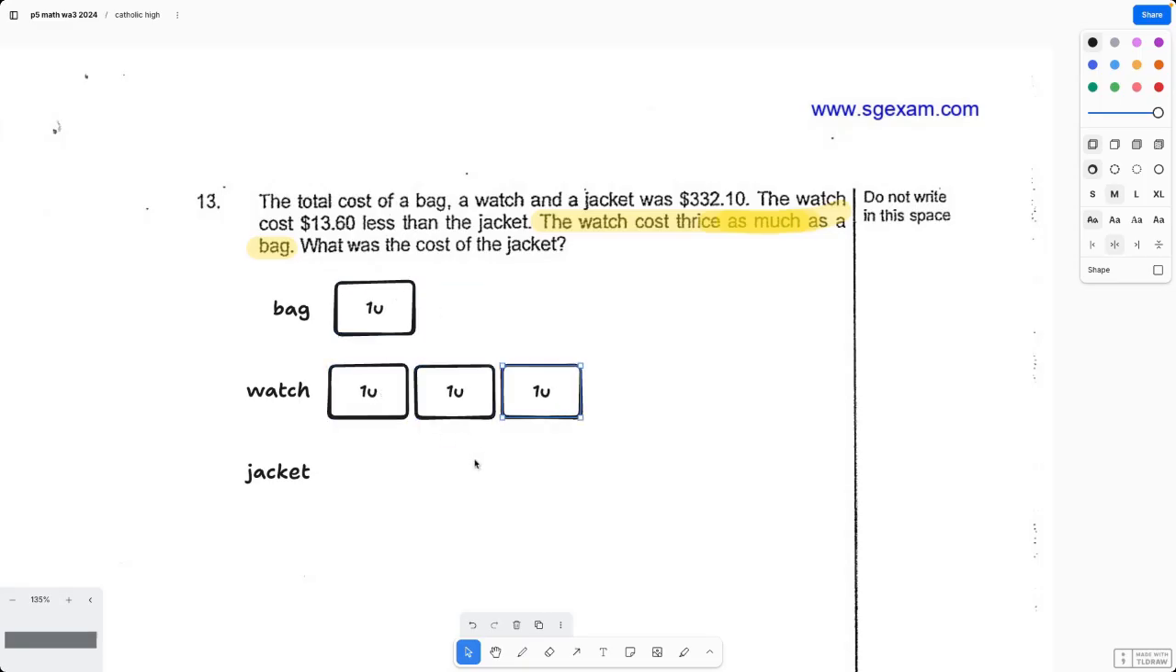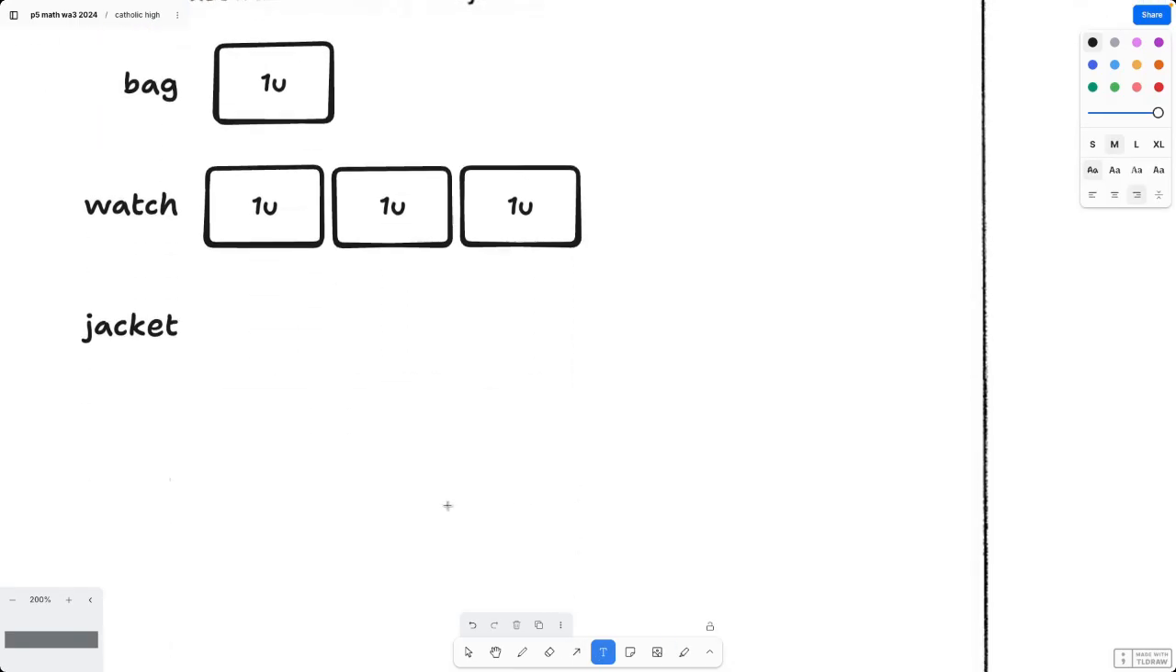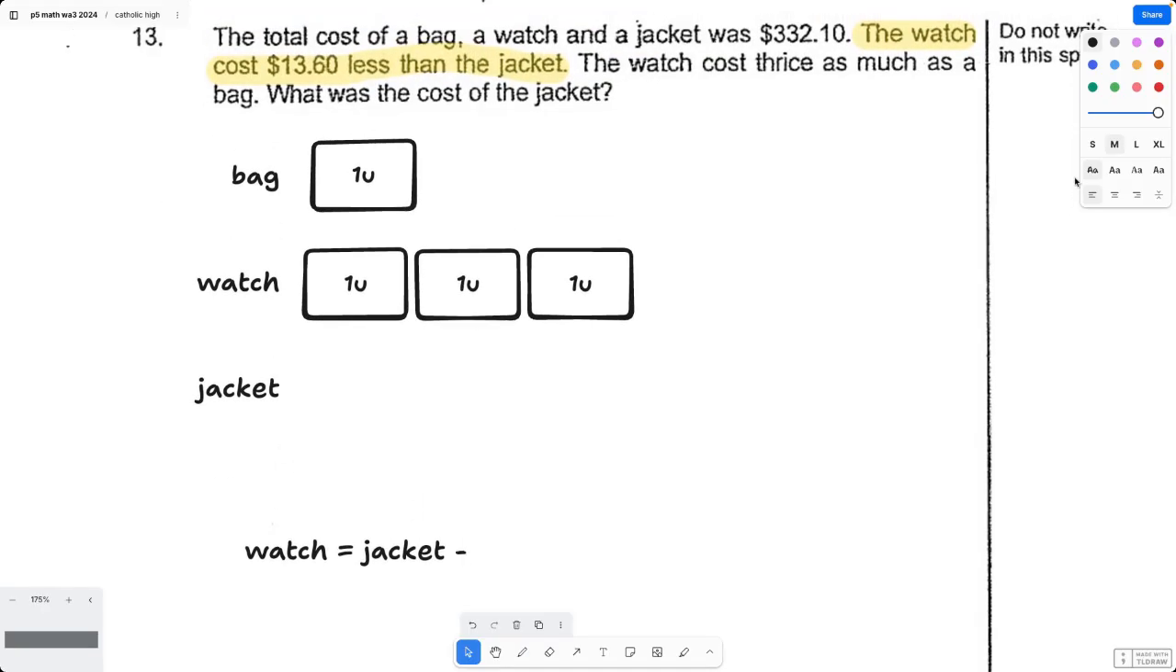Watch is 3 units. Okay, so now once you are done with this part, the next part is we then go here. The watch costs $13.60 less than the jacket. Okay, so if I were to write this down, watch is equal to jacket minus how much is it?